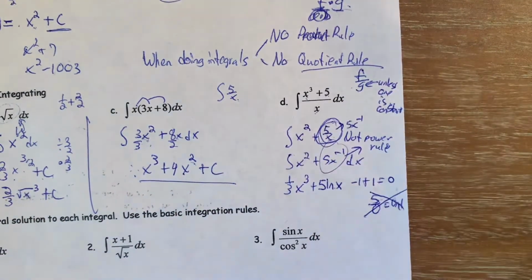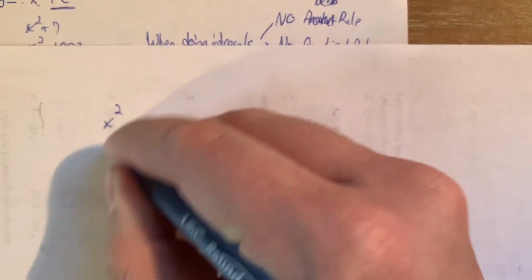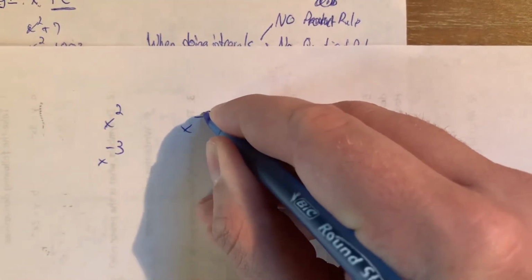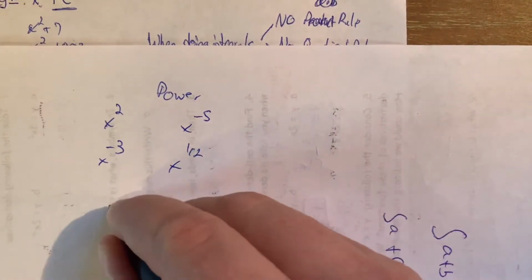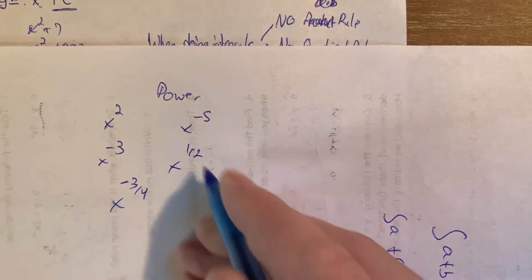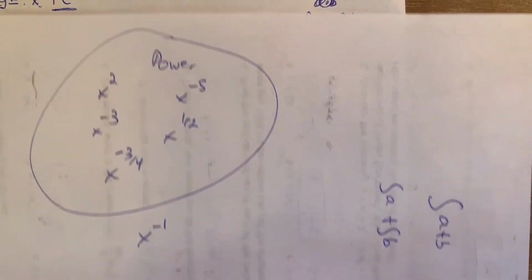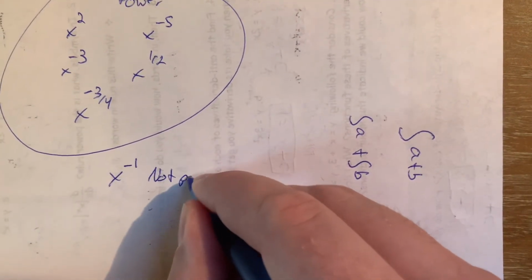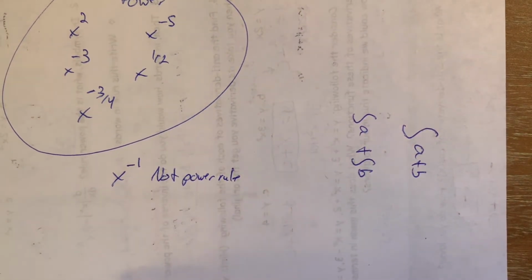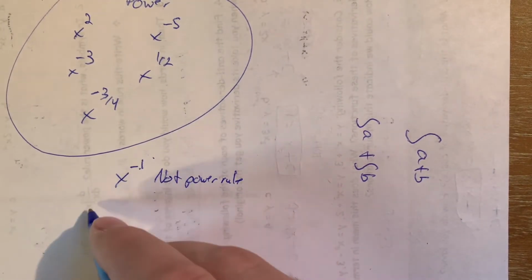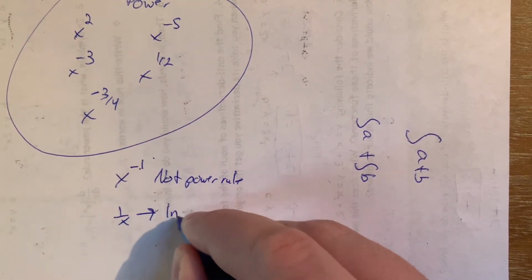And so you have to be a little bit careful here because all power rule ones, so like x squared, x to the negative third, x to the negative fifth, all of these are power rule. Any power, 1/2 power, x to the negative 3/4 power, these are all power rule. But x to the negative 1 power is not power rule. First of all, you would be dividing by 0 if you tried to do the power rule, because you would be adding 1 to the exponent and dividing by 0, which is a problem. But also, the integral of 1 over x is the natural log of x.